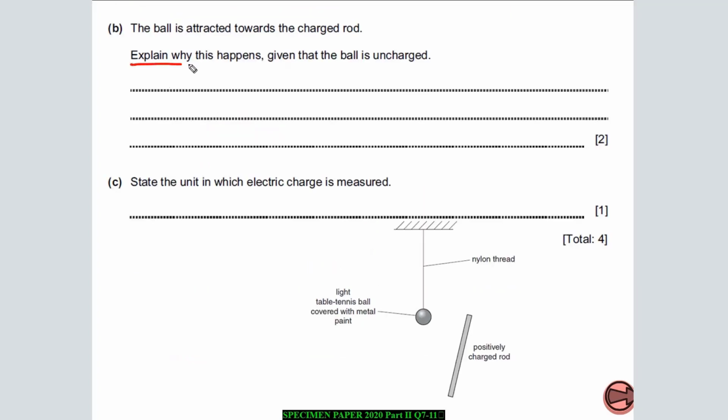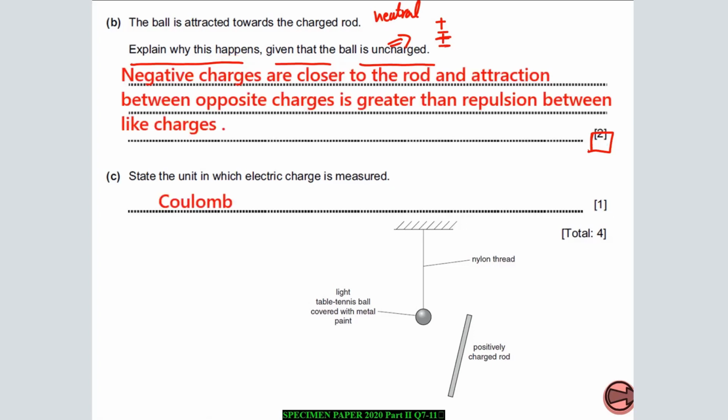Explain why this happened. We need to explain the reason now, given that the ball is uncharged. Uncharged simply means that it has same number of positive charges and same number of negative charges, or we can also say it is neutral. So why this happens, here is the reason for that.